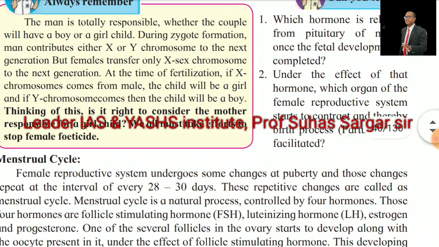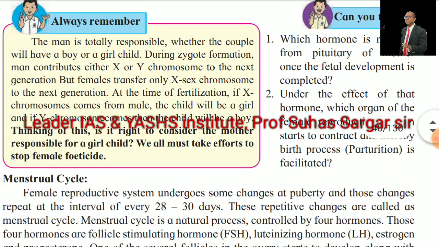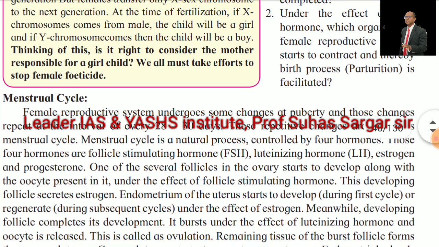Box close. Can you tell which hormone is released from the pituitary of the mother once the fetal development is complete? Under the effect of that hormone, which organ of the female reproductive system starts to contract, and thereby the birth process, that is parturition, is facilitated?